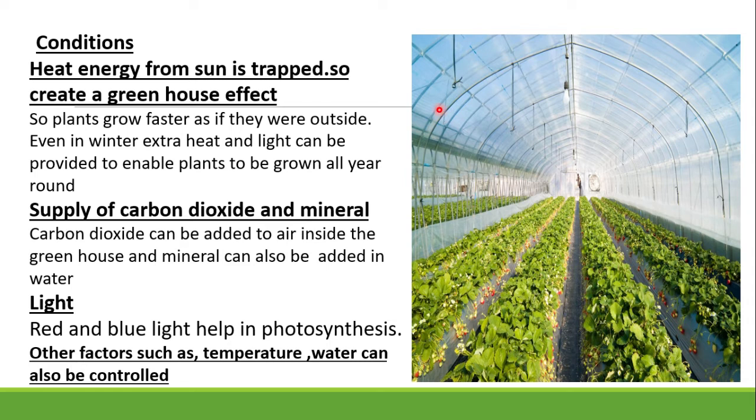Sunlight contains different colors. These are seven component colors. So it means seven wavelengths are there. But only two are very important. These are red and blue light that help in photosynthesis. So these are absorbed by the plants and it increases their growth rate. And other factors like temperature and water are also controlled inside a greenhouse.